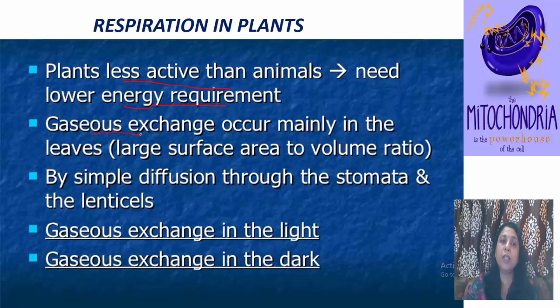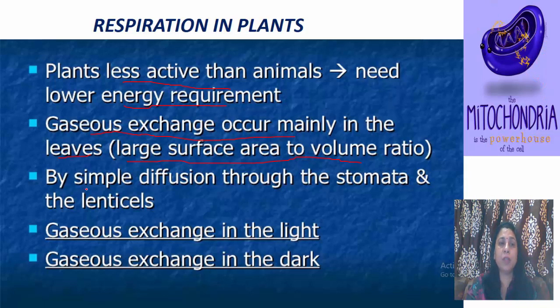And the gaseous exchange occurs mainly in the leaves because of the large surface area to volume ratio. Gaseous exchange in plants takes place with the help of stomata. The stomata may be present on the green stems also. Sometimes in woody stems, lenticels are there, there are openings. Through that also gaseous exchange can take place.